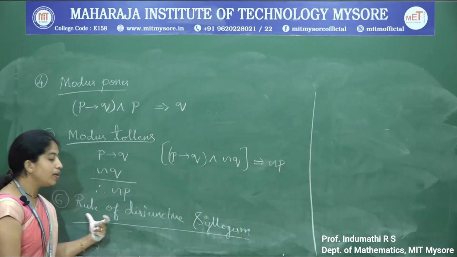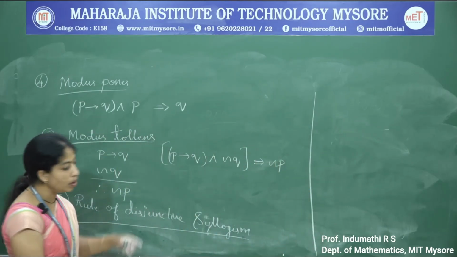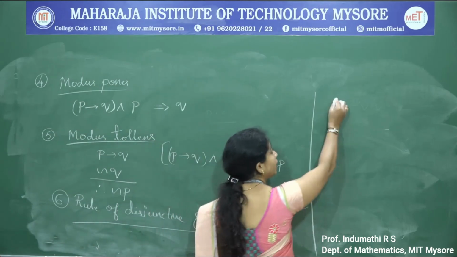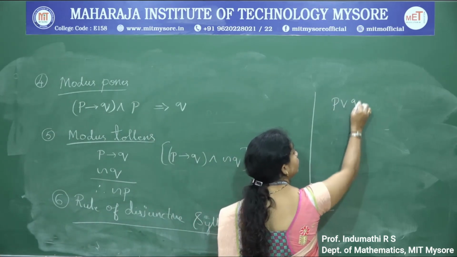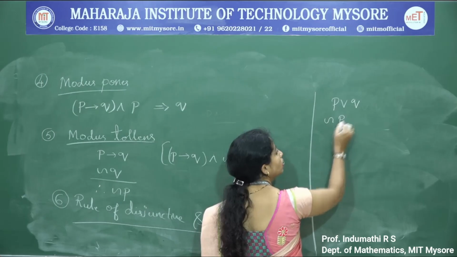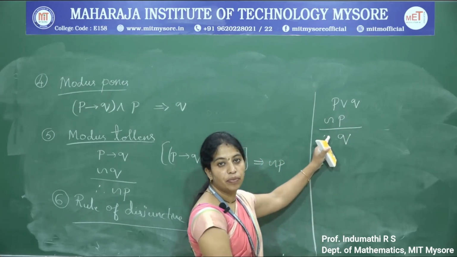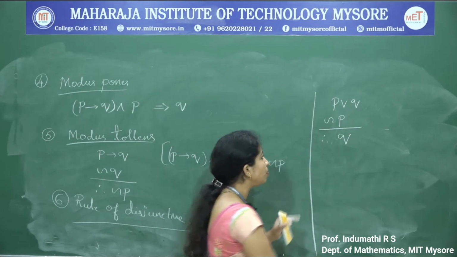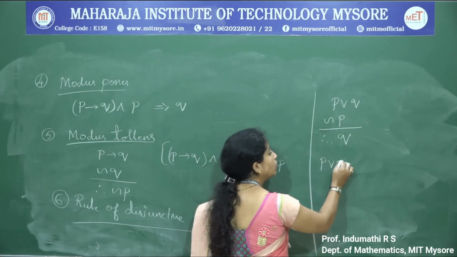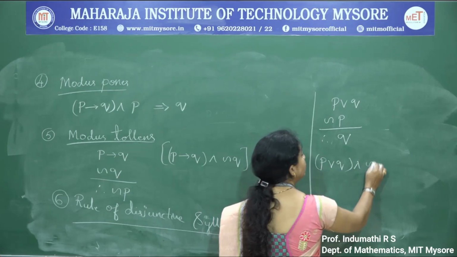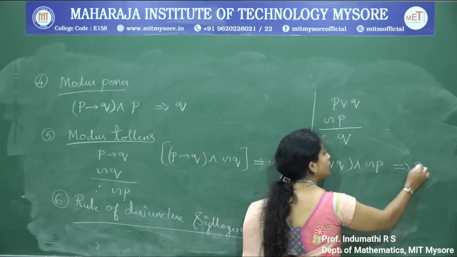And the last rule of inference is rule of disjunctive syllogism. For any two propositions P and Q, if P disjunction Q is true and P is false, then Q will be true. This is the tabular representation. Now, how to write in terms of compound proposition? P disjunction Q is true and P is false implies Q is true.